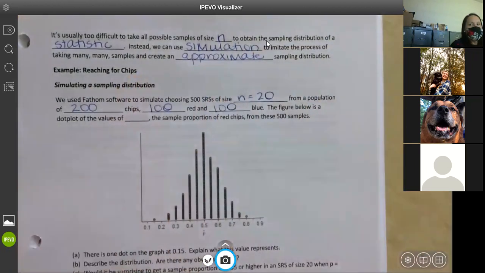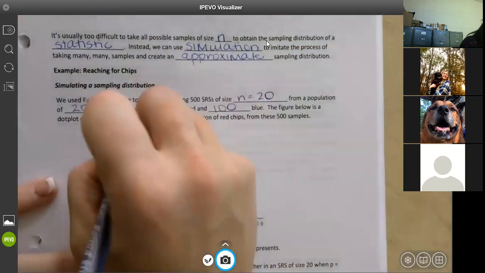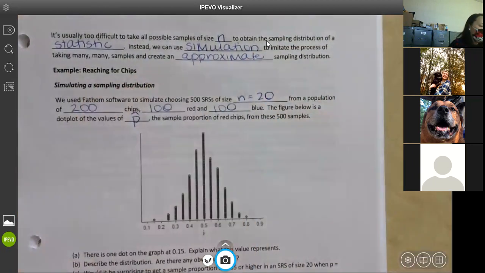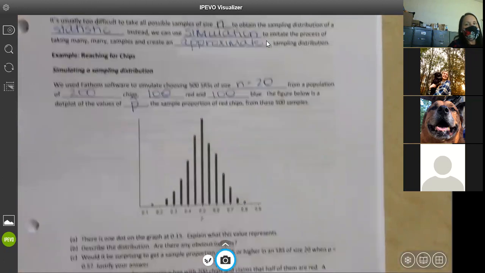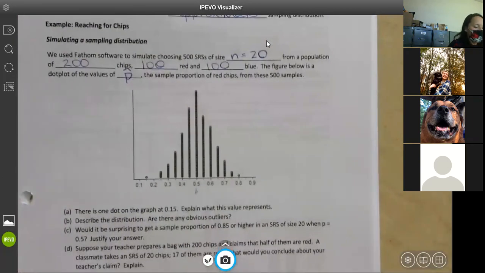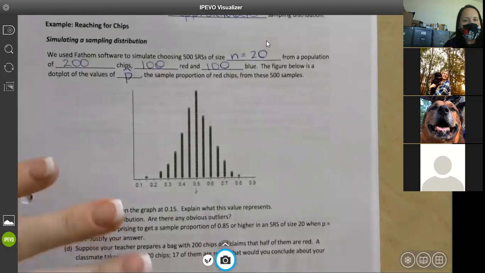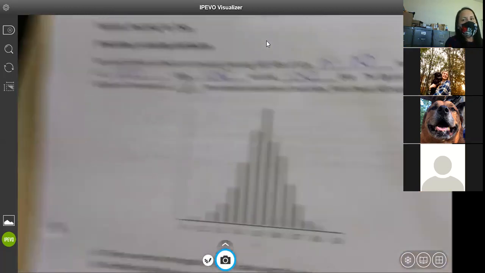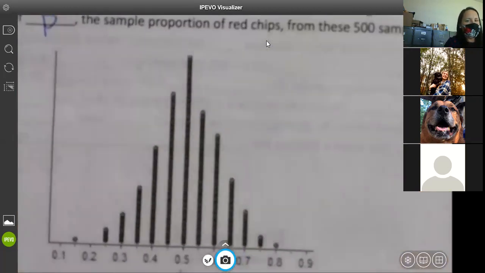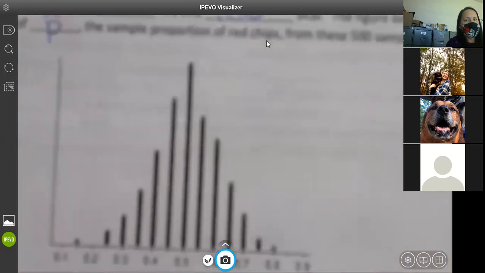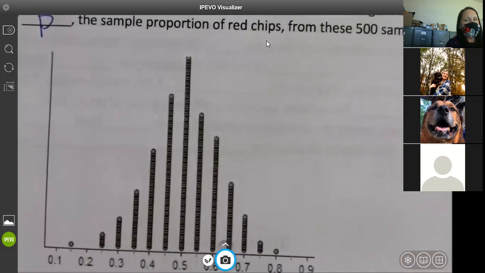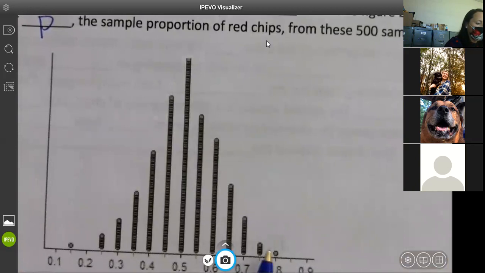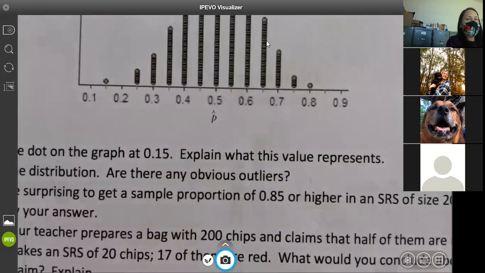So 100 red and 100 blue. The figure below is a dot plot of the values of P hat, the sample proportion of red chips from these 500 samples. So you can kind of see, those of you at home, if you don't have the printed out notes, if I make it a little closer, all these little dots on there. They're really overlapped on each other, so all of these are the 500 samples. So there's 500 little singular dots on here, okay?